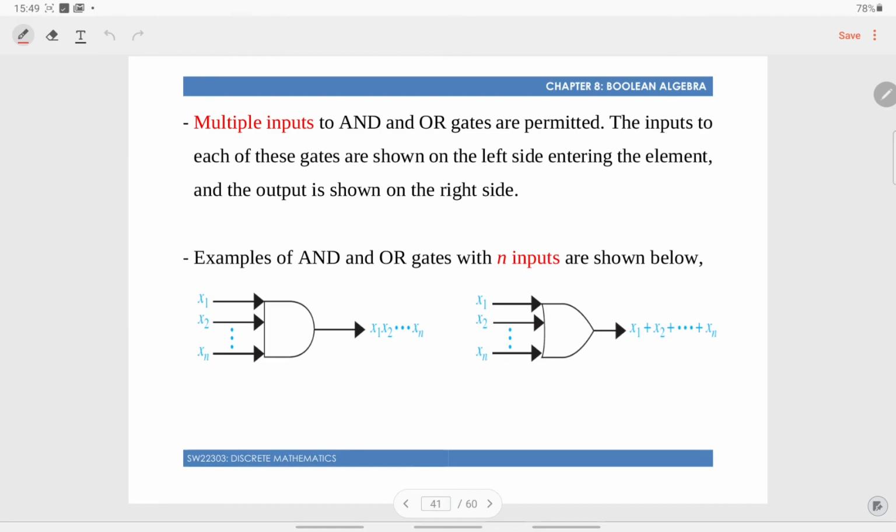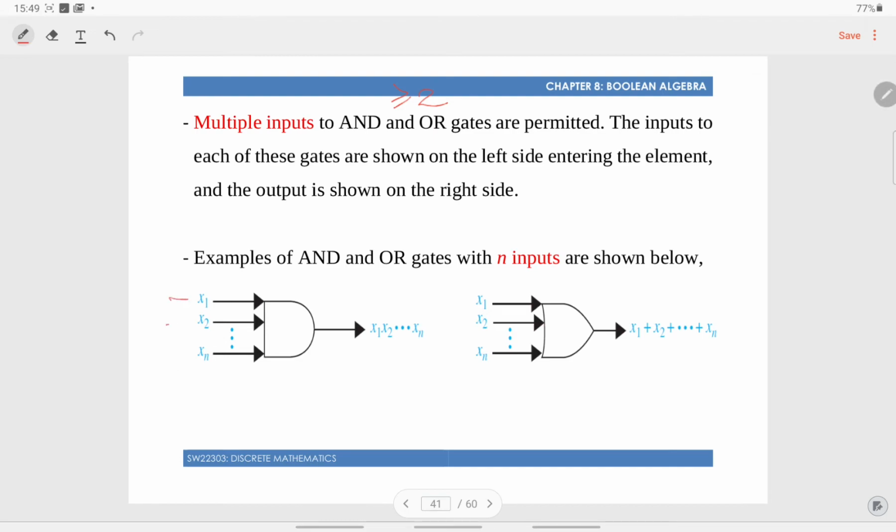Multiple inputs to AND or OR gates are permitted. As I mentioned before, it can be more than or equal to two inputs. The inputs to each of these gates are shown on the left side entering the element, and the output is shown on the right side. Okay, so an example for multiple inputs.